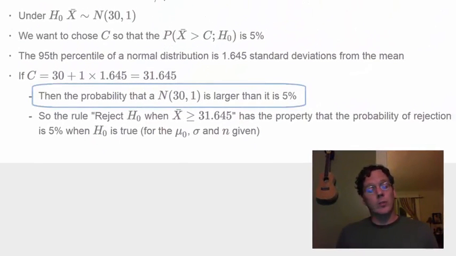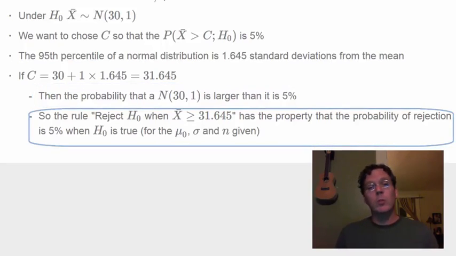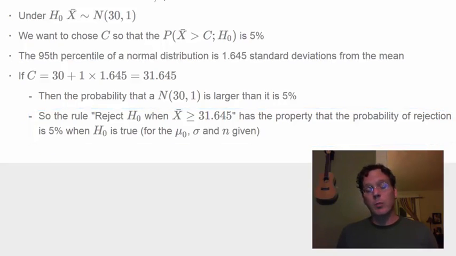So, just to reiterate, the probability that a normal with a mean of 30 and a variance of 1 is larger than this constant is 5%. So the rule, reject the null hypothesis when you receive an average larger than 31.645, has the property that we will reject 5% of the time when the null hypothesis is true. Again, 5% of the time in the instances where the sample size is exactly 100 and the standard deviation of the population is exactly 10.